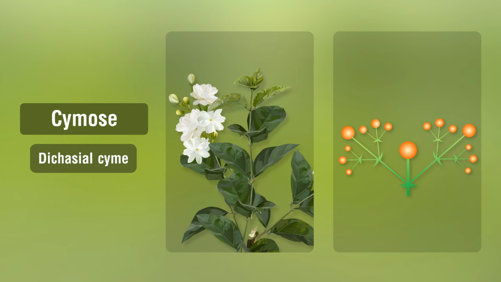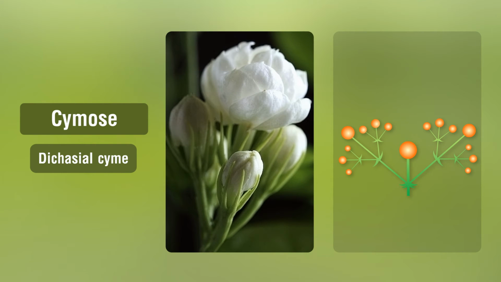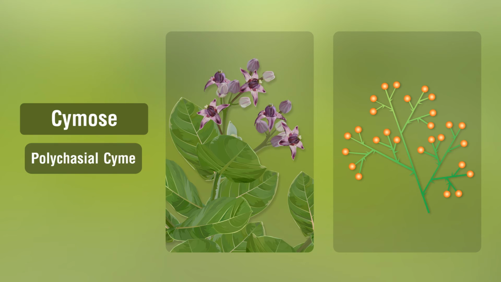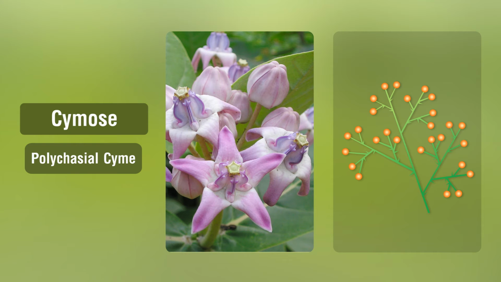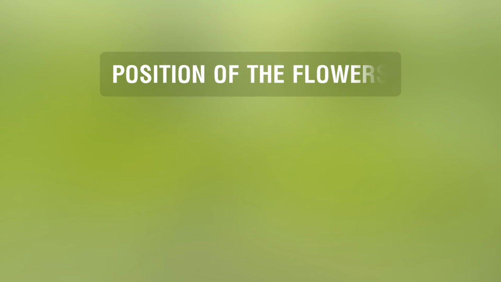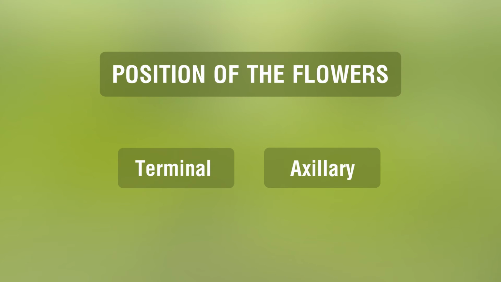Dichasial cyme consists of only 3 flowers, out of which the central one is the oldest, and the 2 lateral ones arising in the axils of bracts below the older flower are the youngest. Example, jasmine. In polychasial cyme, the main axis ends in a flower with more than 2 branches arising from the peduncle below the terminal flower. Example, calotropis.